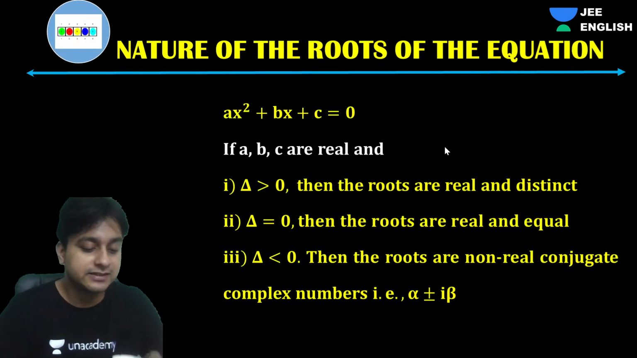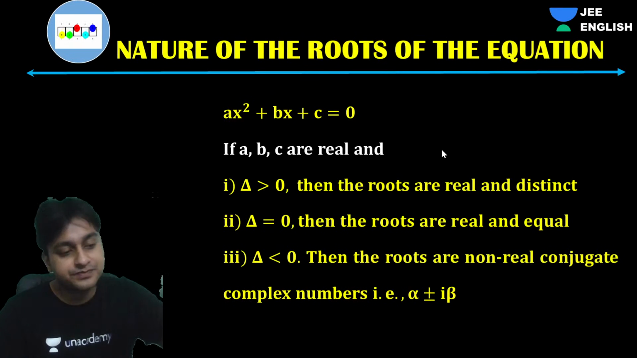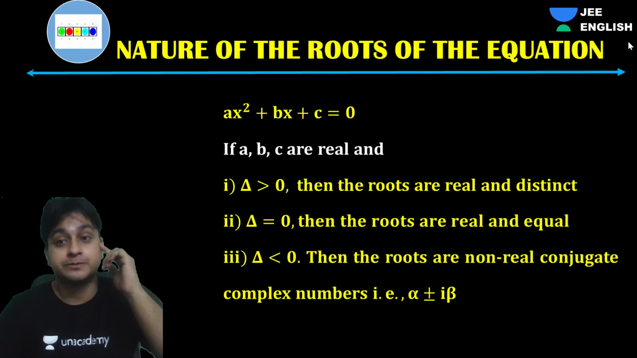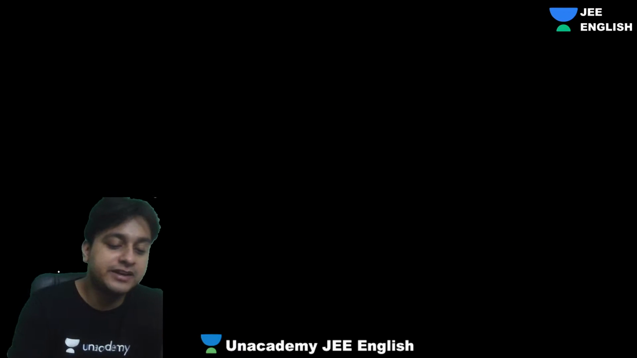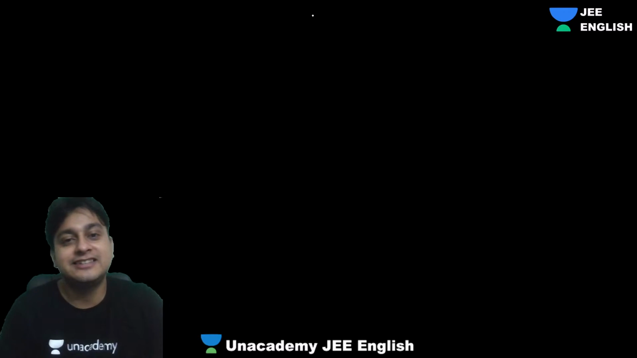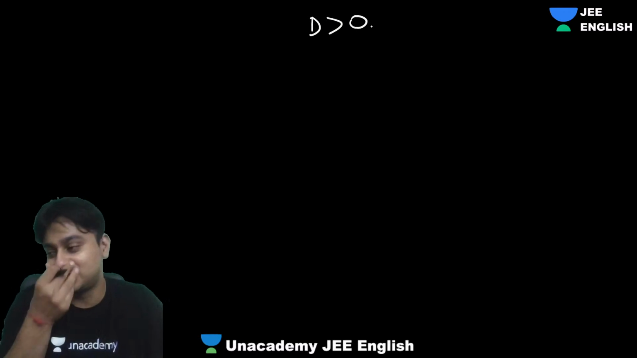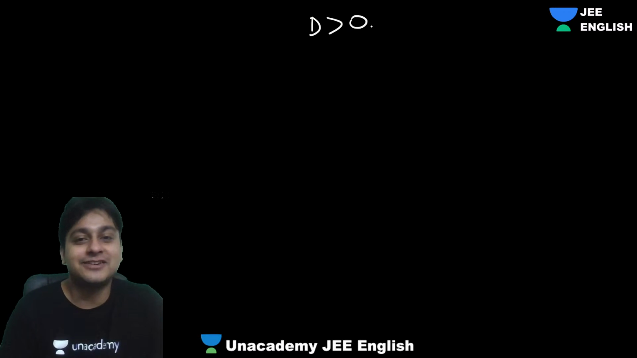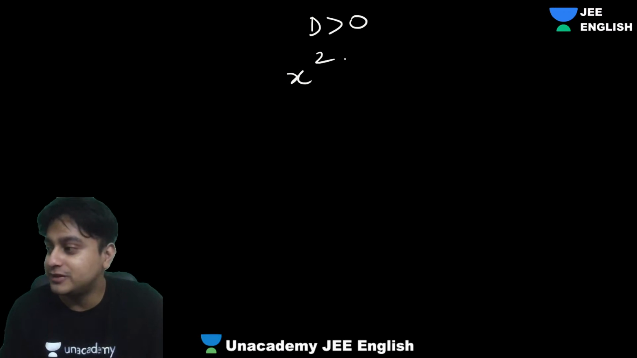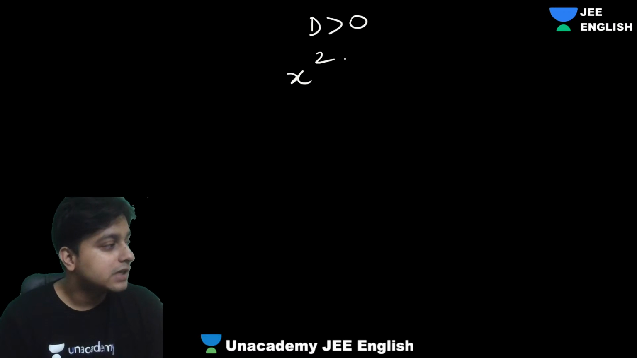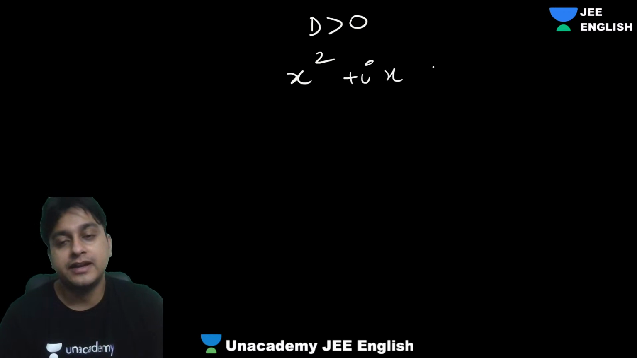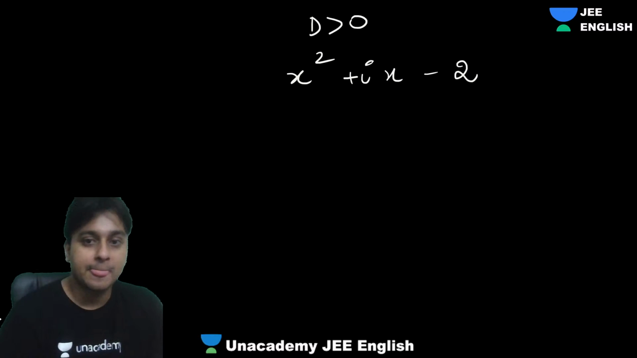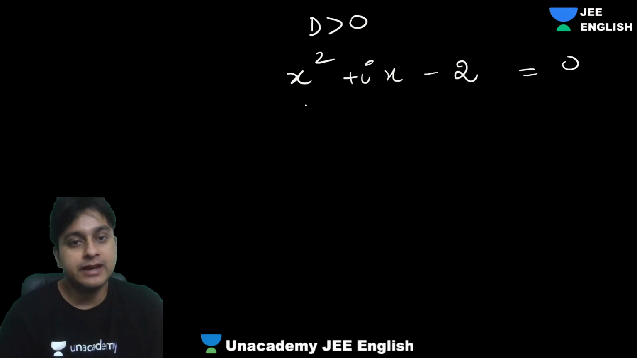Now, guys, next is nature of roots. I'll try to clear that myth that many students have, that discriminant greater than 0 means real roots. Okay, so guys, let's clear that today. Let's suppose I have an equation like this: x square plus iota x minus 2 equals 0. So this is my quadratic equation, right, guys?